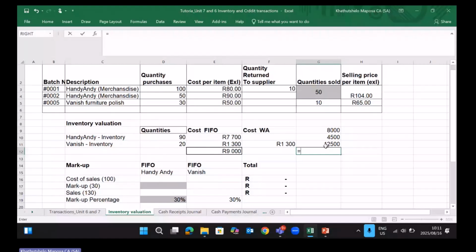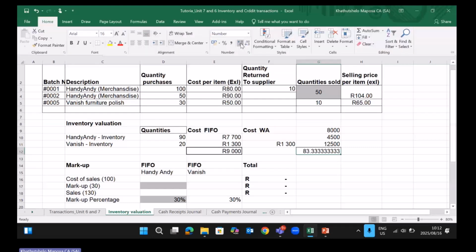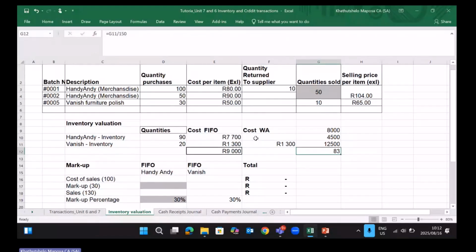You see, there is a slight difference, but the more accurate amount is the one that you use when you are using the totals. So you got 83 rands per unit. It's your average, which you're then going to use to calculate your value. We said we are left with 90, meaning we are going to say 90 multiplied by 83 rands. Then you get your weighted average cost, which becomes the value of the inventory at the end of the period.